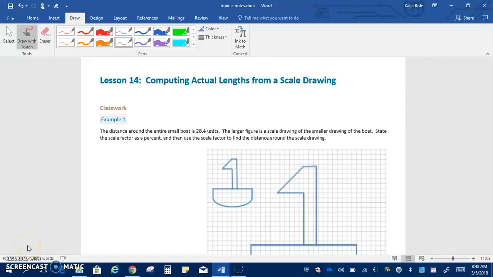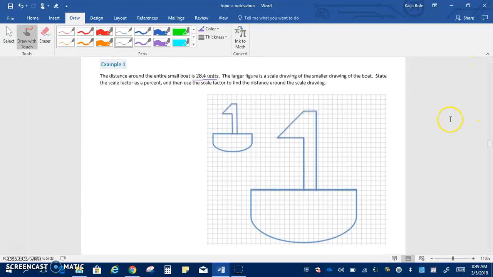Alrighty, here we are on lesson 14, computing actual lengths from a scale drawing. Example 1 says the distance around the entire small boat is 28.4 units. The larger figure is a scale drawing of the smaller drawing of the boat. State the scale factor as a percent and then use the scale factor to find the distance around the scale drawing.